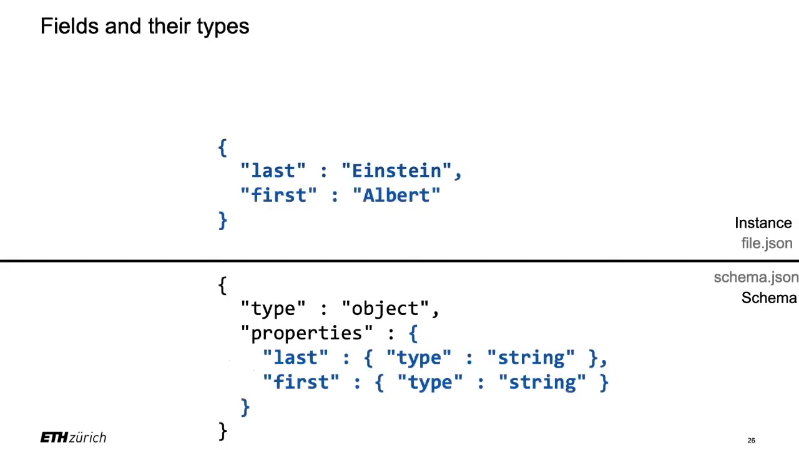So last is of type string. Then you can add more properties in there. First of type string, you see. You can decide if it's optional and required. So like JSON, if you don't say anything, then it's optional by default, right? So if first doesn't appear in the instance, then that's fine, it's optional.